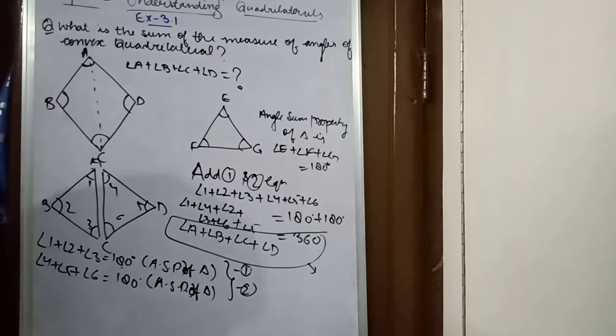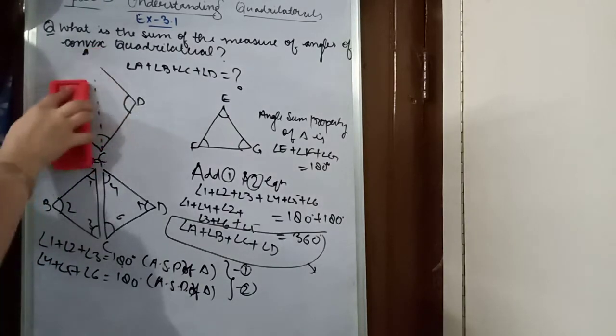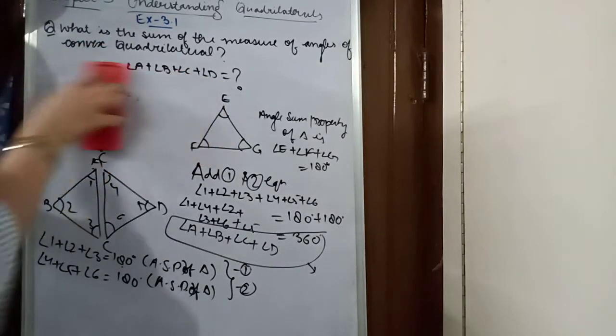Now the next part of this question, read in your books what they are saying. Will this property hold if the quadrilateral is not convex? Now see, let's draw a quadrilateral which is not convex. This is a convex quadrilateral. Now we will draw one quadrilateral which is not convex.